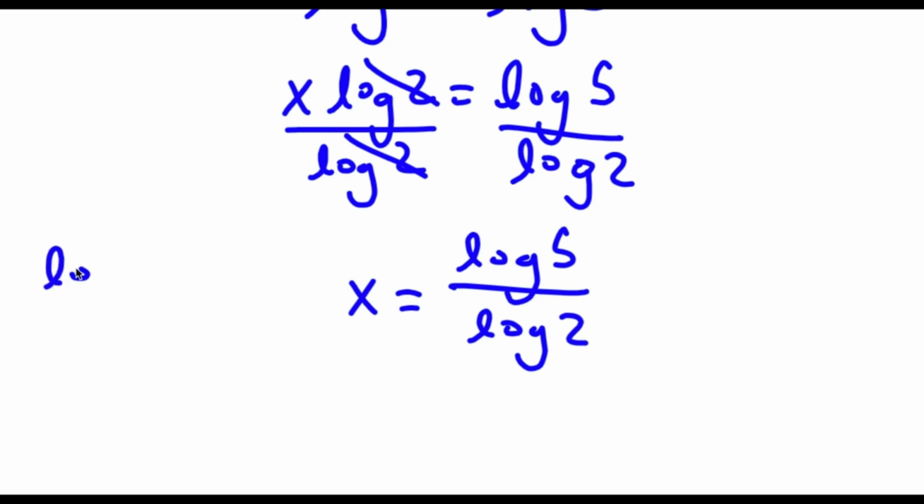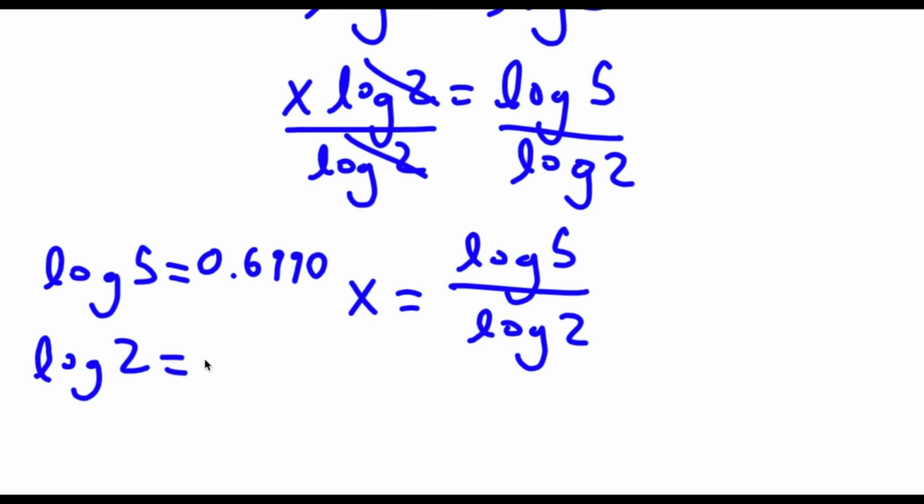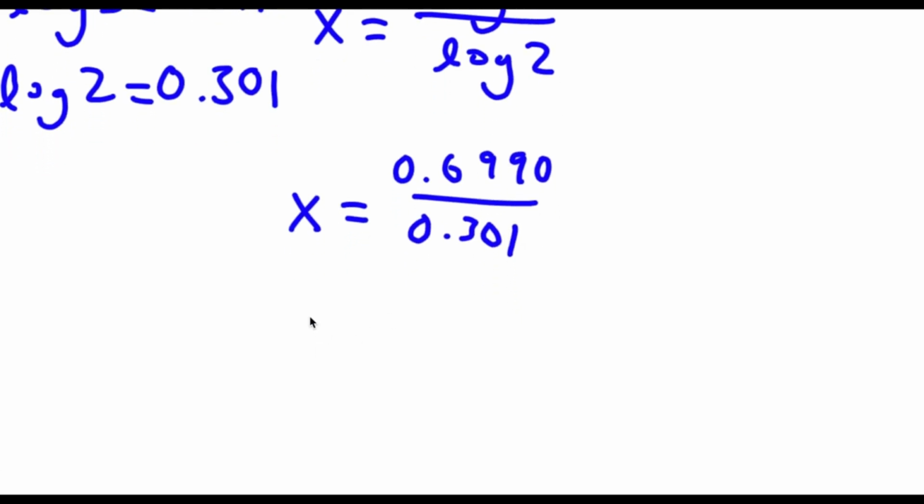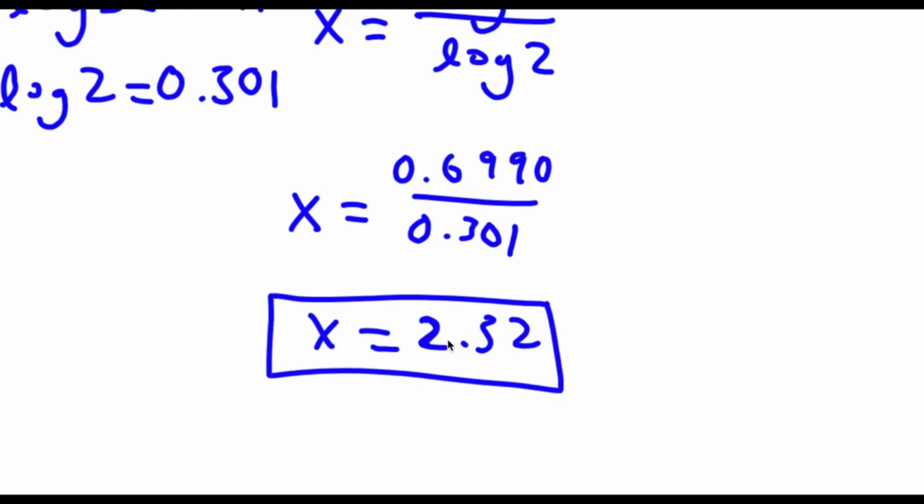Now, the value of log 5 is equal to 0.6990. And the value of log 2 is equal to 0.301. So now I have x is equal to 0.6990 over 0.301. And if I divide these two, I get x is equal to 2.32. So this is my answer.